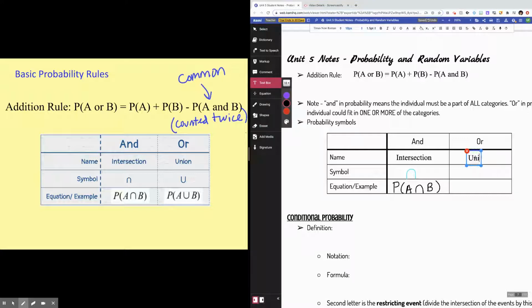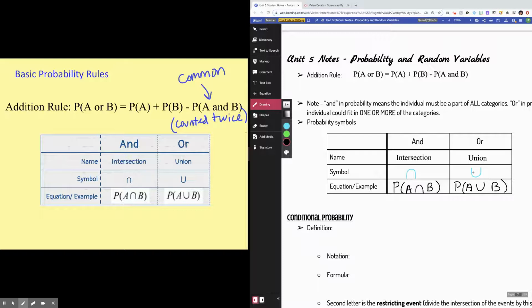Or is called a union, and it is represented with the opposite symbol, a big capital U looking symbol. An example here is the probability of A union B. So if you see something that looks like that, this union symbol literally translates to the word or. All right, so that is it for this video.